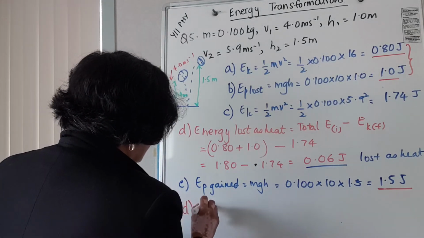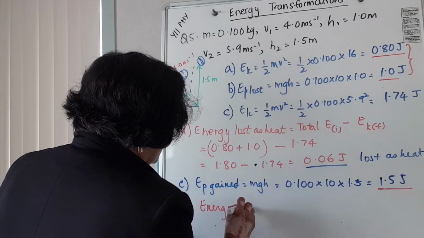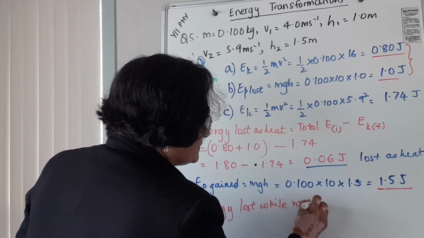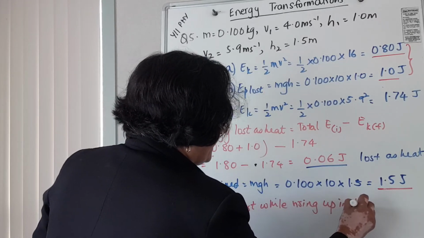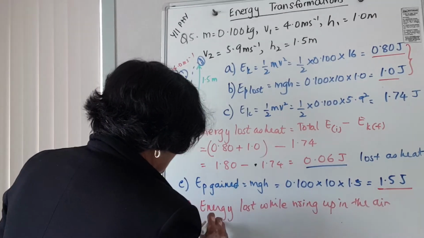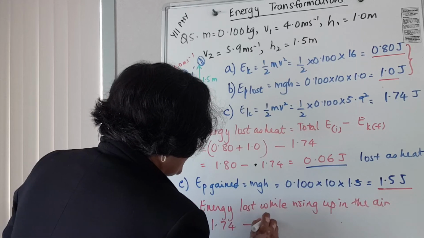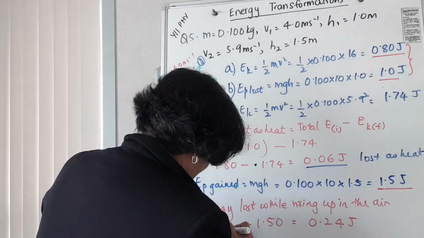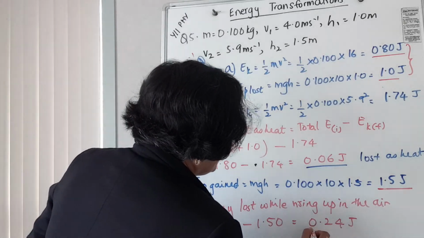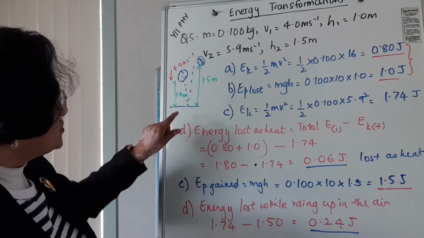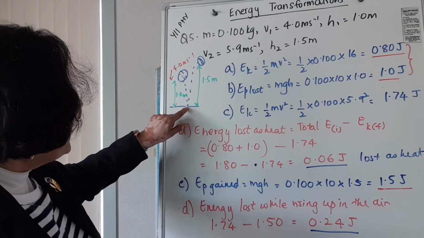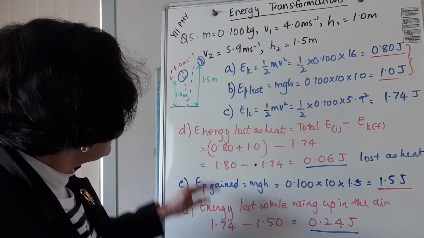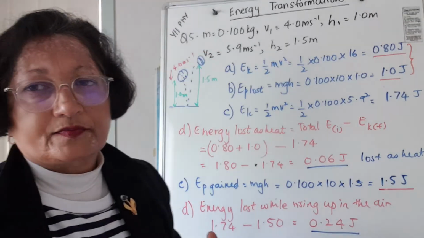Okay, so energy lost while rising up in the air is 1.74 minus 1.50. You get 0.24 joules of energy, and that's the amount that's been lost while it's rising up again. So total energy here is greater than the total energy there, so you just subtract that and you get how much energy was lost when it goes back up again.